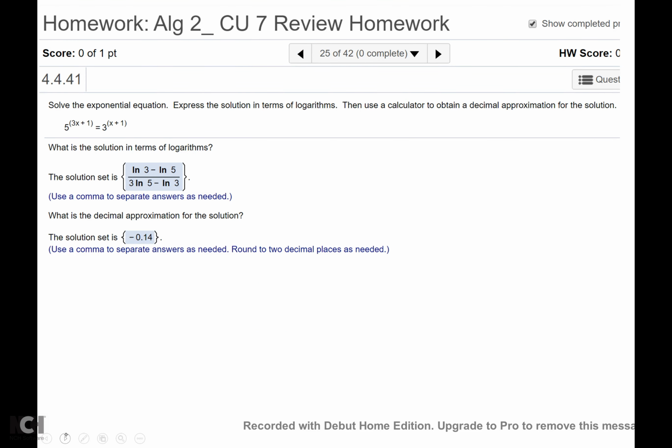Alright. Solve the exponential equation, express the solution in terms of logarithms, then use a calculator to obtain a decimal approximation for the solution. There's no way I can make those bases match, because I can't break down 5s by 3, and I can't break down 3s by 5s. So I got to get x out of the air, and if you can't get it out of the air by making the bases match, then you have to throw a log at both sides. Oh, they're throwing a natural log. So I'm going to ln both sides again. Now I can drop it like it's hot.